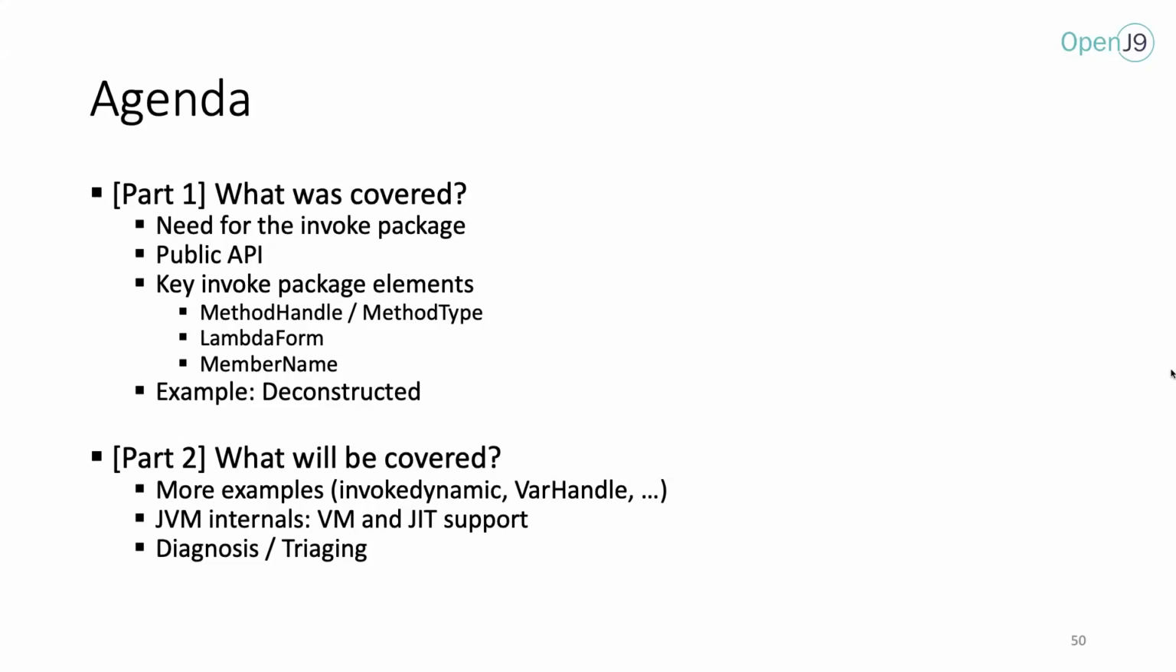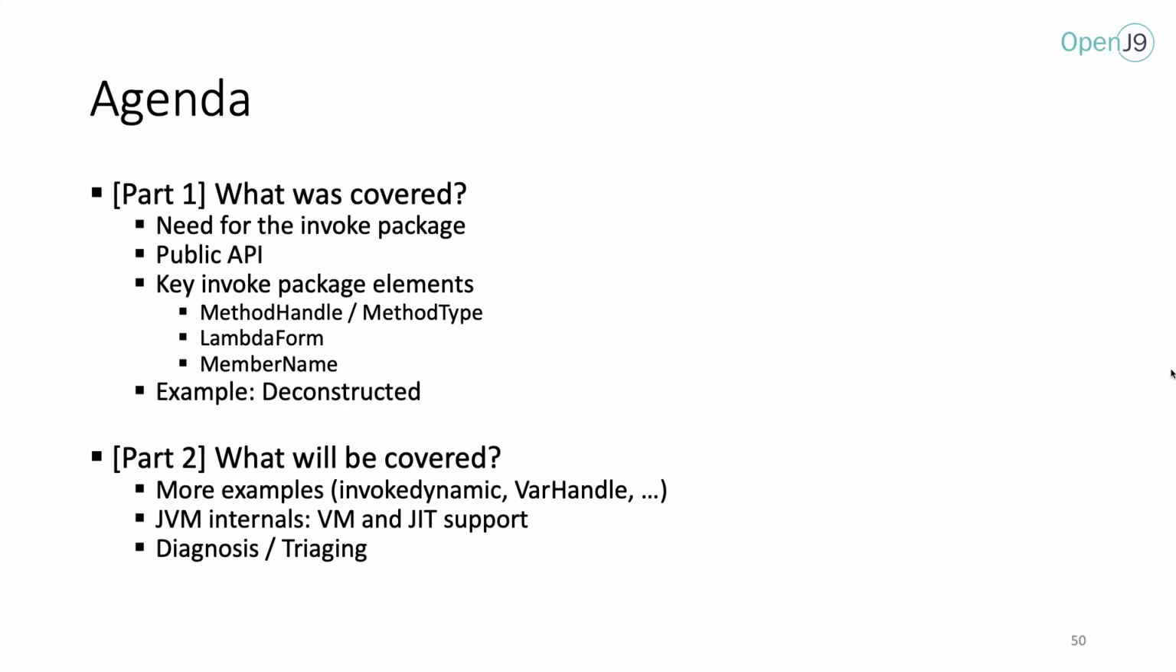We also looked at the internal elements of a method handle, LambdaForm and MemberName. We looked at concrete implementations of the MethodHandle class on the Java side. And we also looked at the public API, MethodHandles.lookup, which had findSetter, findGetter, findVirtual. And then we looked at combinators and adapters for the MethodHandle API, which exists in the MethodHandles class. And then we had some background related to why the invoke package was needed.